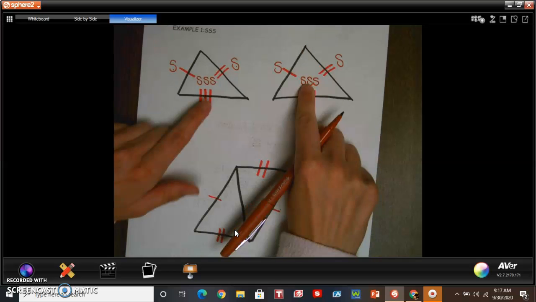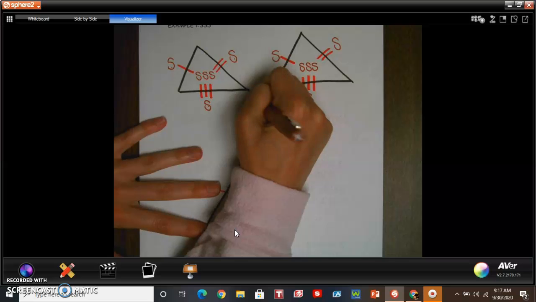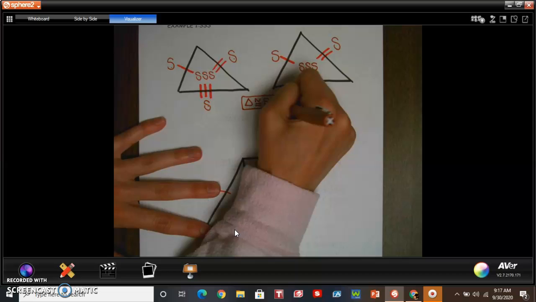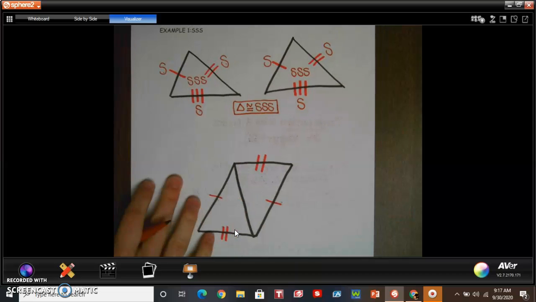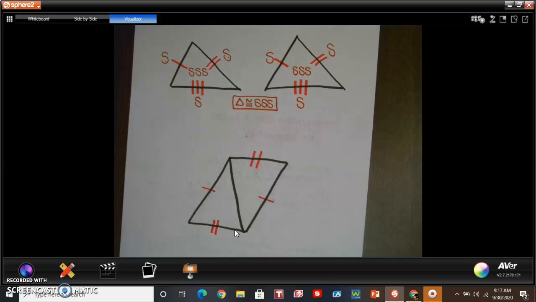Do you notice how their readings match? This means that these two triangles are congruent by side, side, side. Okay? All right. Let's continue practicing side, side, side with our next example down here for example 1.